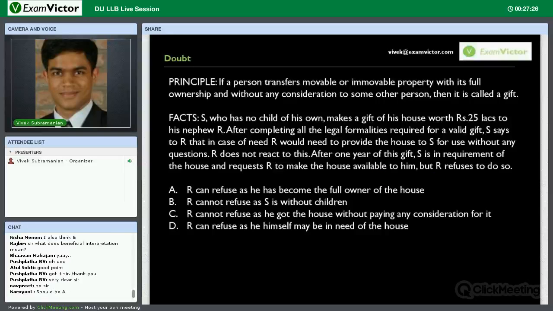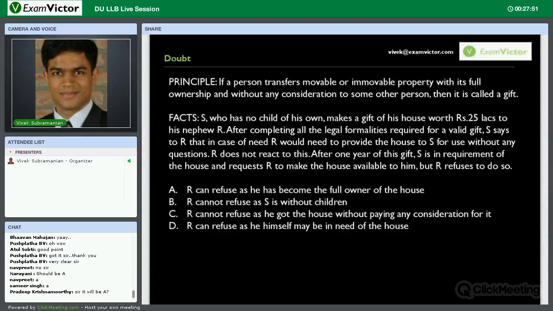Now, moving on to the facts. S, who has no child of his own, makes a gift of his house worth rupees 25 lakhs to his nephew R. So first of all, let us see from here that the gift is of a house property and the property is worth 25 lakhs. Now yes, there is no bar of making a gift to the nephew, so far so fine.